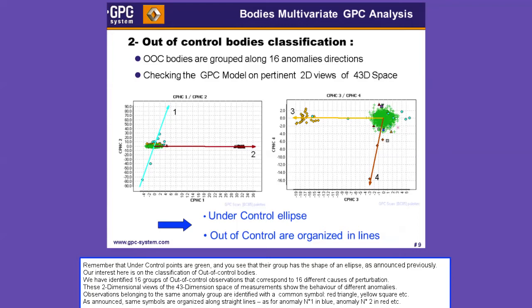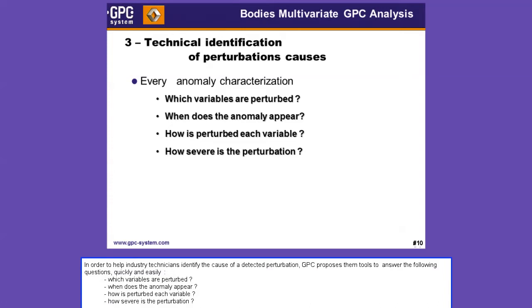These 2-dimensional views of the 43-dimension space of measurements show the behavior of different anomalies. Observations belonging to the same anomaly group are identified with a common symbol, red triangle, yellow square and so on. As announced, same symbols are organized along straight lines, as for anomaly number 1 in blue, anomaly number 2 in red, and so on. In order to help industry technicians identify the cause of a detected perturbation, GPC proposes tools to answer the following questions quickly and easily.